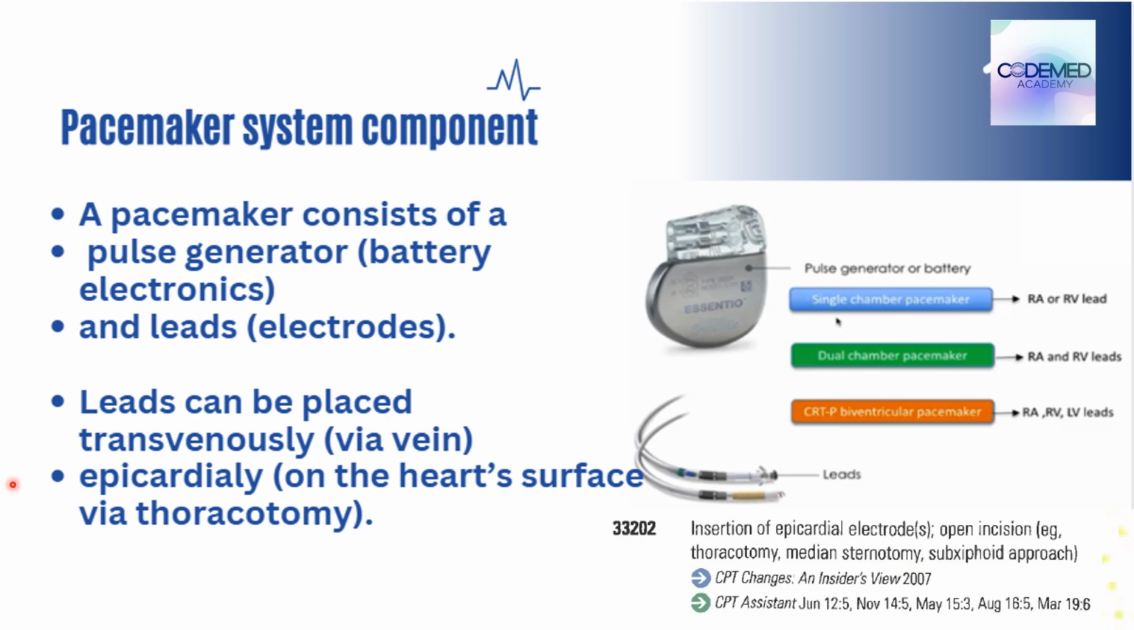Now, in the pacemaker system, these leads are placed in your body through the vessels, which is called transvenous, or they can be put directly on the surface of the heart by doing a thoracotomy. That is, you will cut open the chest, expose the heart, and put this lead. Epicardial placement is usually followed in the pediatric patient.